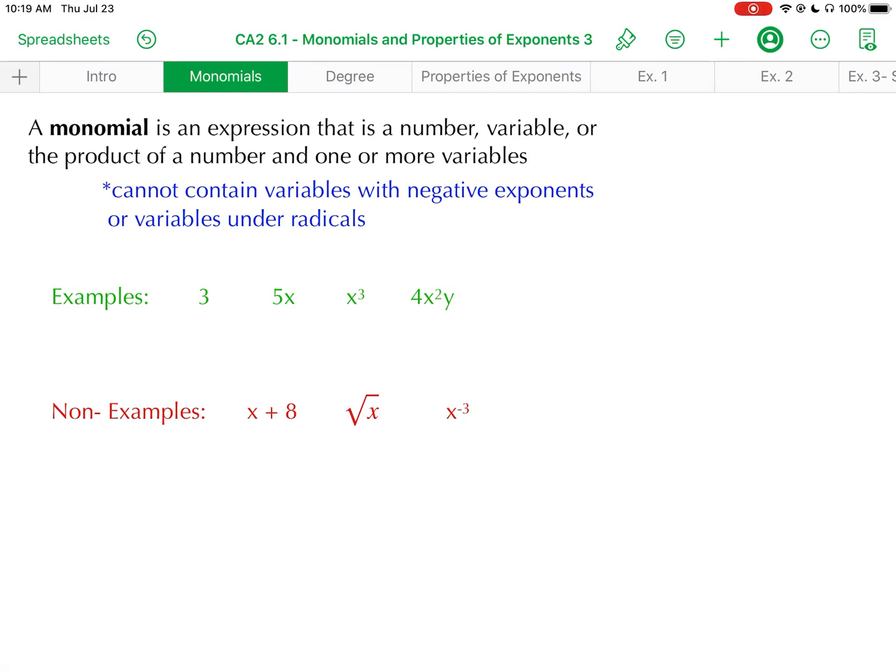Non-examples, x plus 8, that's not considered a monomial. It's instead a binomial because it has 2 terms to it. X and 8 are separate terms because of the addition between them. Square root of x is not a monomial because of the radical. And then x to the negative third is not a monomial because of the negative exponent.